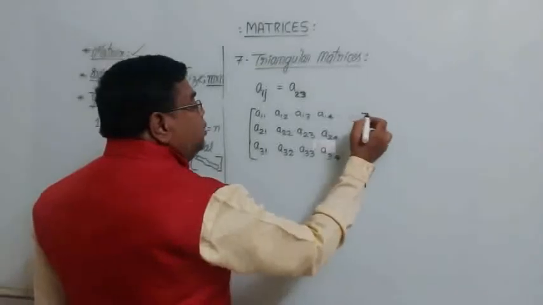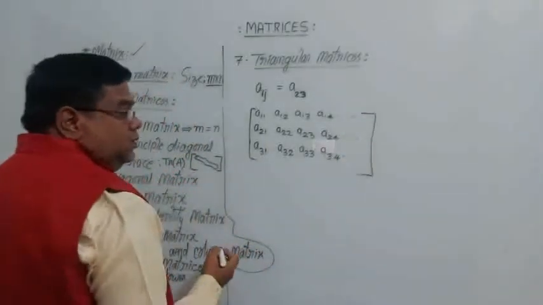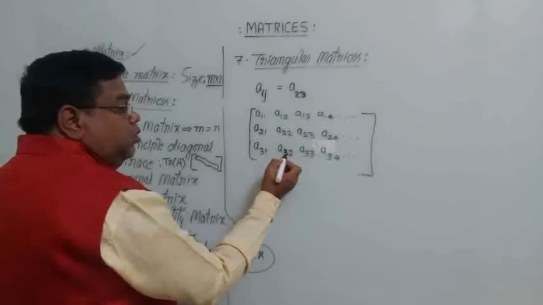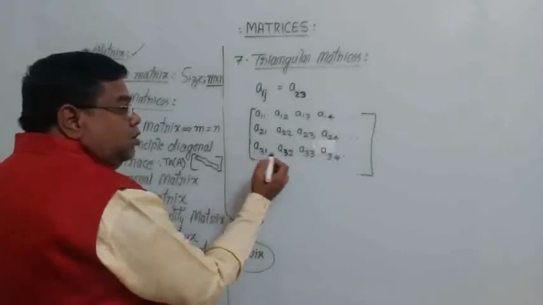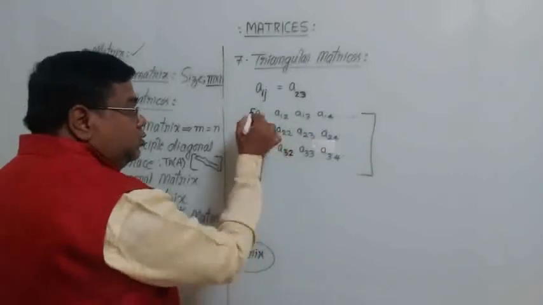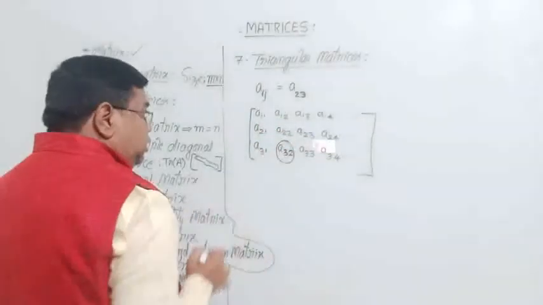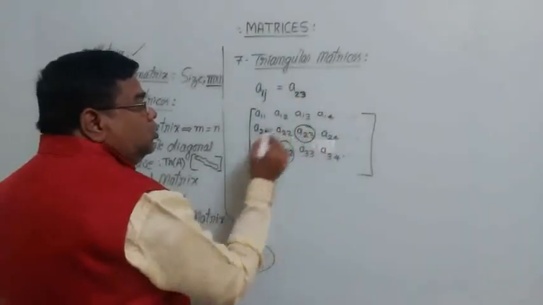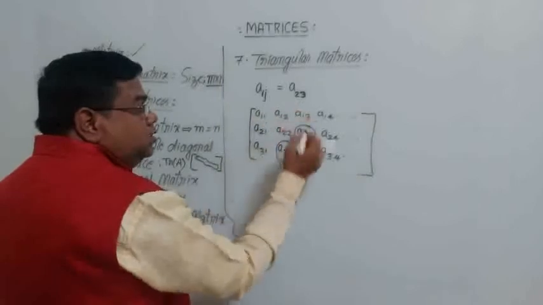Generally the elements are represented like this: the first index represents the row, the second index represents the column. A32 means it is under the third row, second column. A23 means this is the second row and third column.